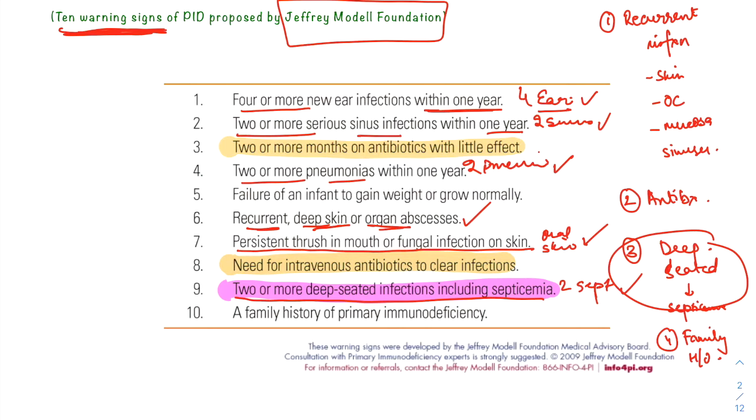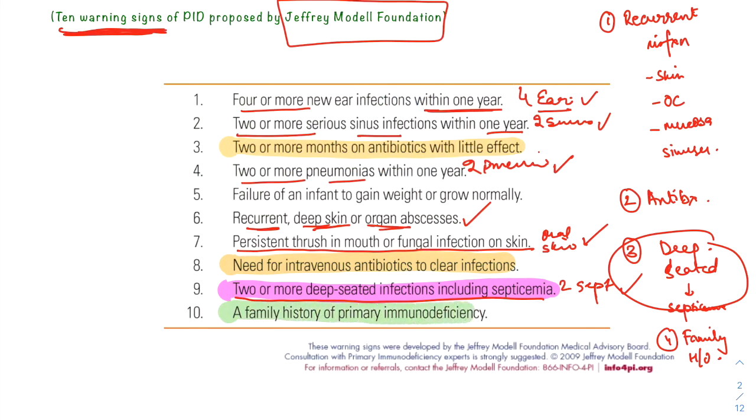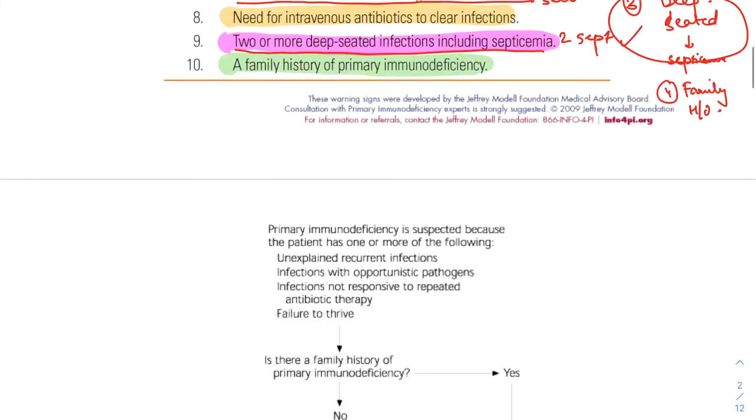The fourth point I said is the presence of a family history. So a family history of primary immunodeficiency is usually present. Also, there is failure of the infant to grow or gain weight normally. Because of the recurrent infections, there is failure of the infant to gain weight or grow normally. So these are the 10 points. There are recurrent infections, 2 or more antibiotics have little effect, and there is a need of intravenous antibiotics. The presence of at least 2 deep-seated infections, and a family history of immunodeficiency is present.